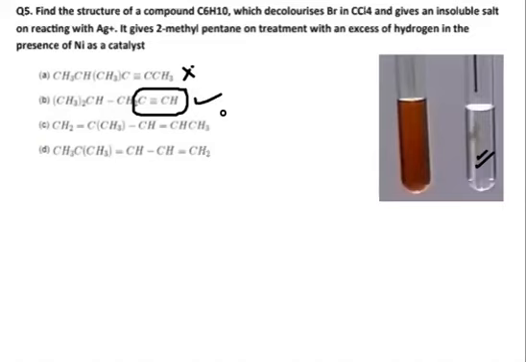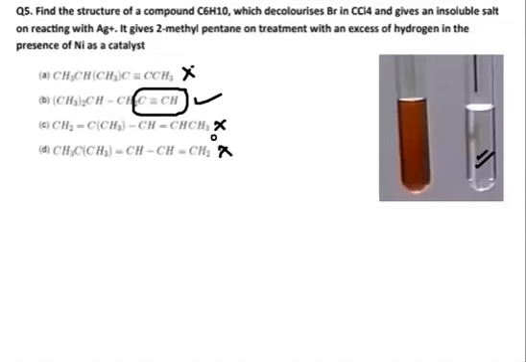Let's go with the rest of the options as well. Here there is no terminal alkyne. It is an alkene that is present. Two alkenes are present in this molecule. Hence this will not work. Here also it is an alkene. Hence it will not work. So the only option that we can get based on the second clue from the question is option B.